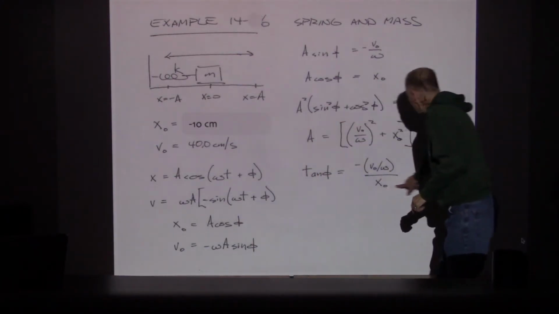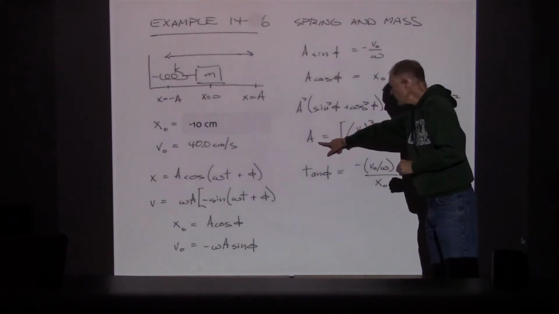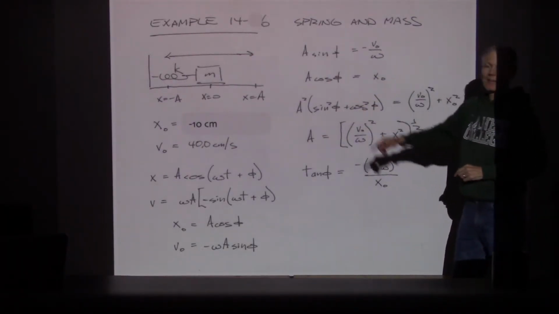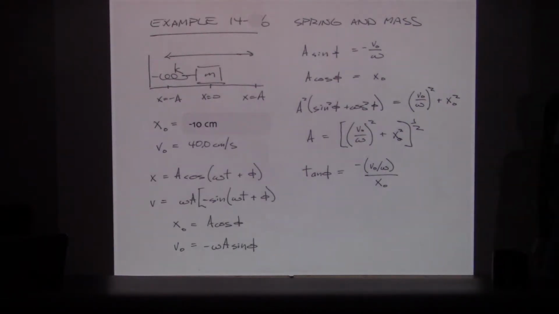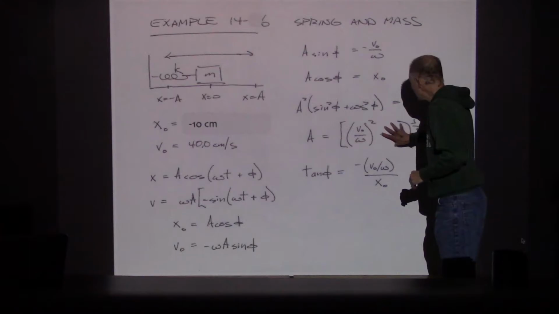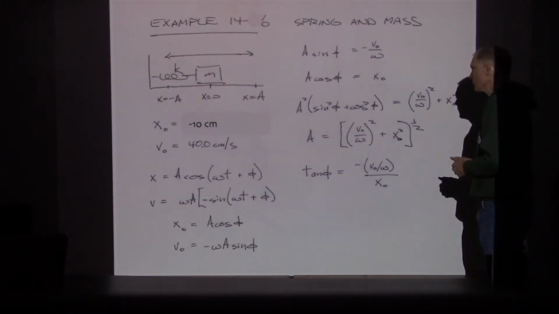So highlight this and say this is my formula for finding the amplitude for a particular set of x naught and v naught. If somebody gives me x naught and v naught, mass and force constant, I can determine omega, plug the numbers into this, and that will tell me the amplitude. That's reliable.